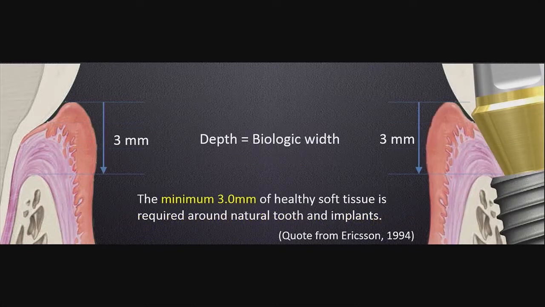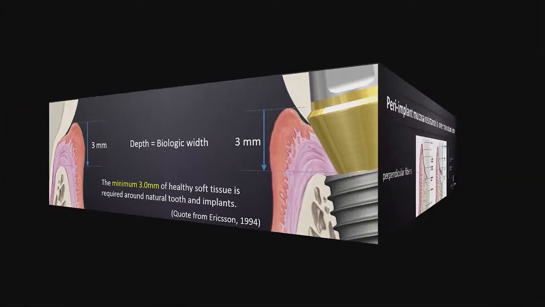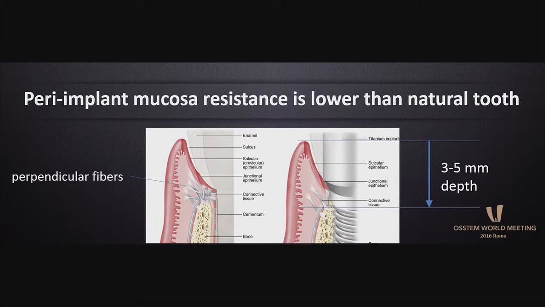So we would require a minimum of 3 millimeters of this healthy soft tissue when we place the implant. The implant should be placed at least about 3 millimeters from the gingival margin to provide a good biologic width. But since the orientation of the connective tissue fibers around the implant does not have the perpendicular fibers as the natural tooth does, the epithelium around the implant is more prone to be invaded by foreign substances and bacteria than around the natural tooth. Deeper implant installation, from 4 to 5 millimeters, is more recommended.